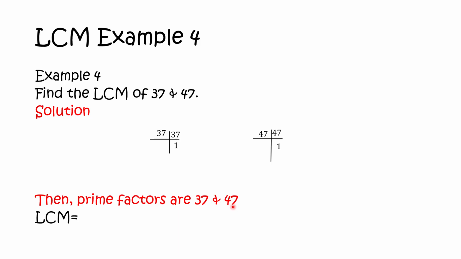We select where 37 appears the most. 37 appears once in number 37, so we select that. We go for the 47. 47 appears the most in 47, and it appears once. So we select that one as well, and we multiply the 2 numbers to get 1,739 as our answer.